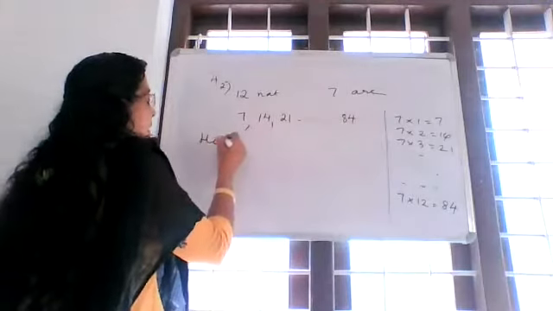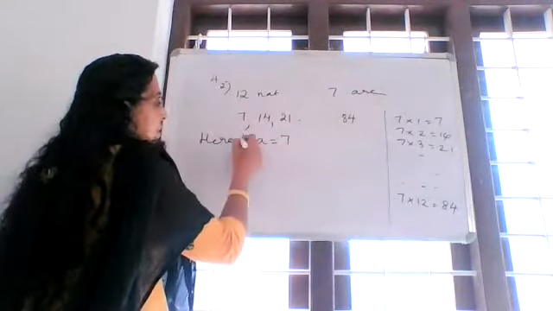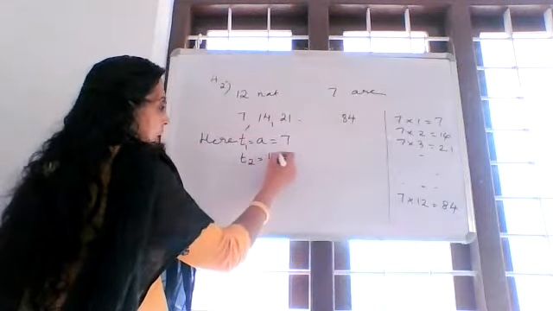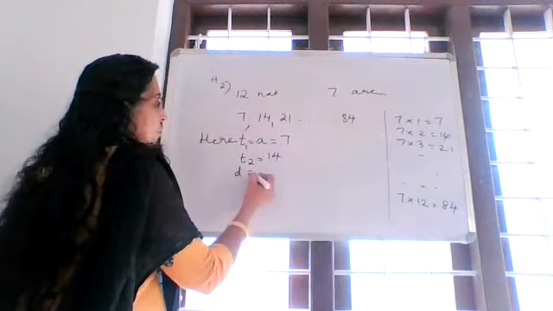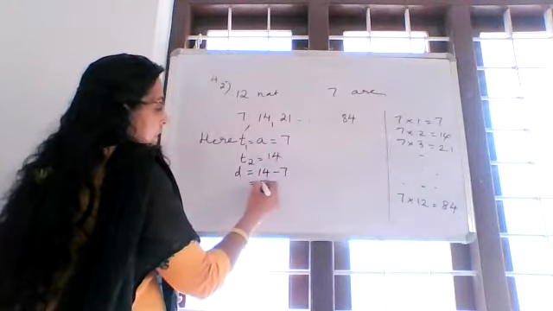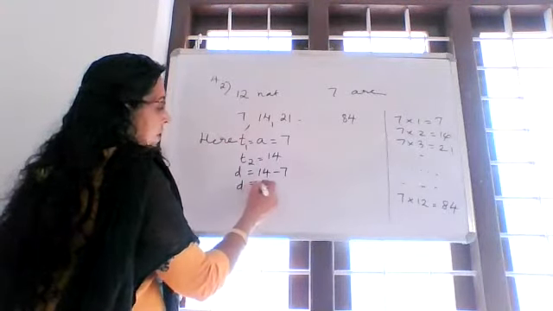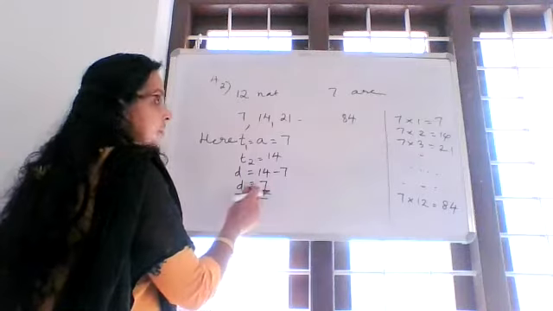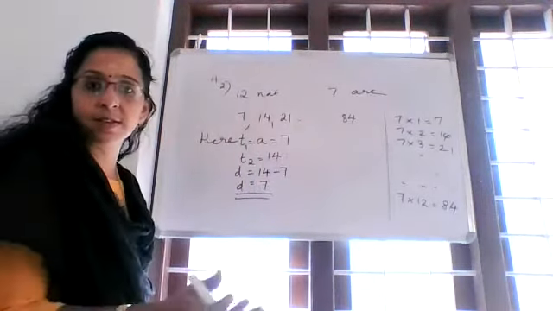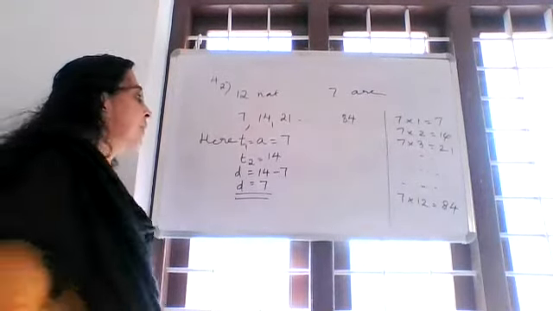Here A is equal to 7. That is T1 is equal to A is equal to 7. T2 is equal to 14. So D is equal to 14 minus 7. So D is equal to 7. No need of doing this 14 minus 7. Directly we can say what? D is equal to 7 since it is a multiple of 7. Directly we can say. Yes, ma'am.